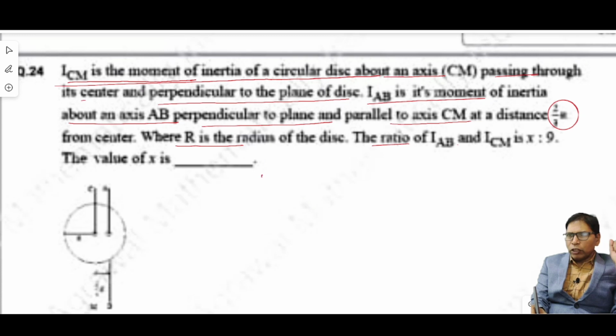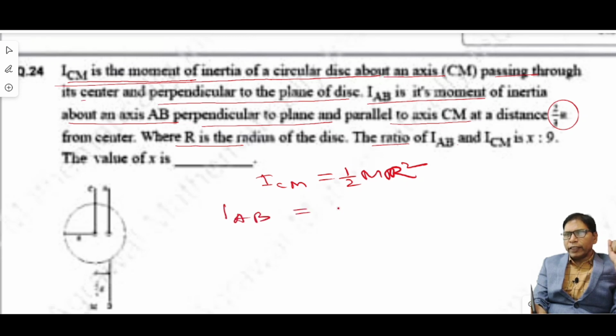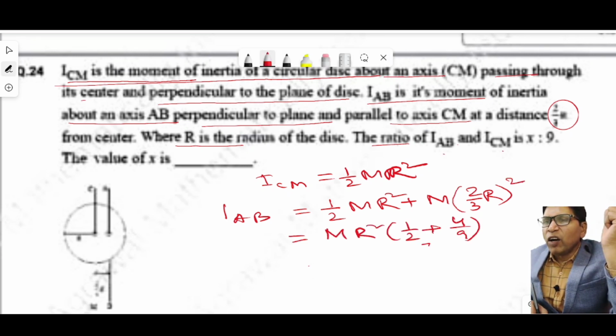Now, look at this. First of all, ICM. You know, ICM is half m r square. Now look at this IAB. IAB is 1 by 2 m r square, plus m into 2 by 3 r whole square. Okay. Now look at this, this is m r square.